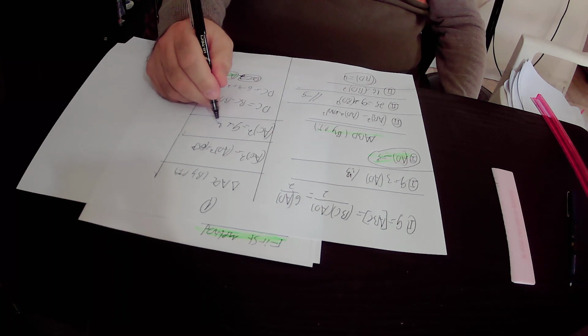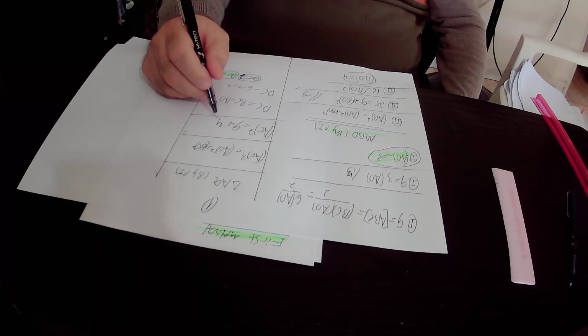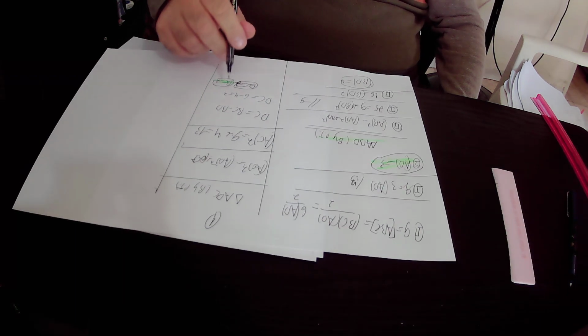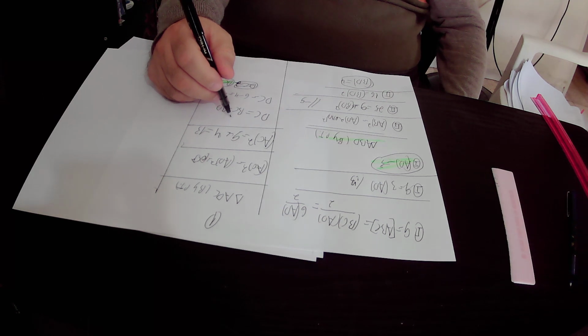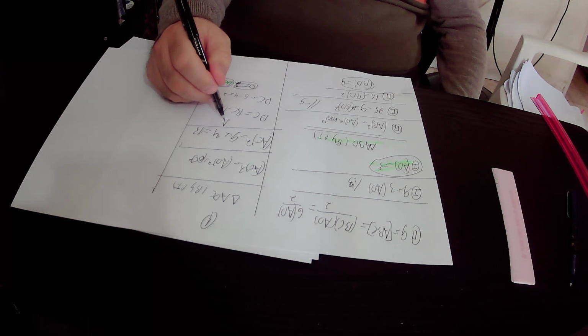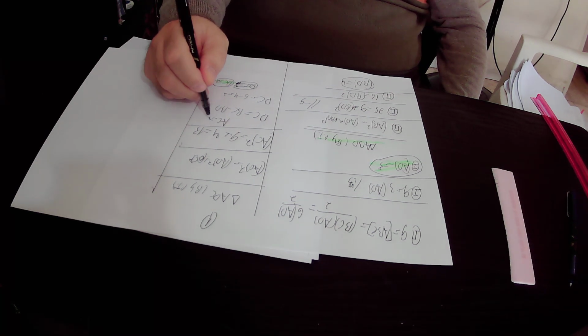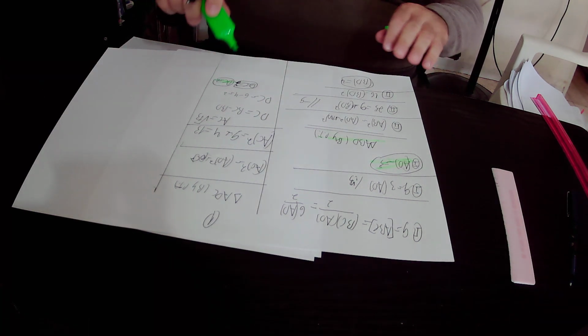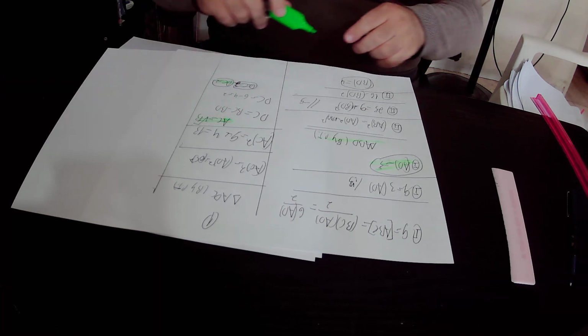So in conclusion, we found out that AC squared equals 9 plus 4, that is 13. So AC squared equals 13. Here we take a square root of this equation, and we found out that AC equals the square root of 13 units.